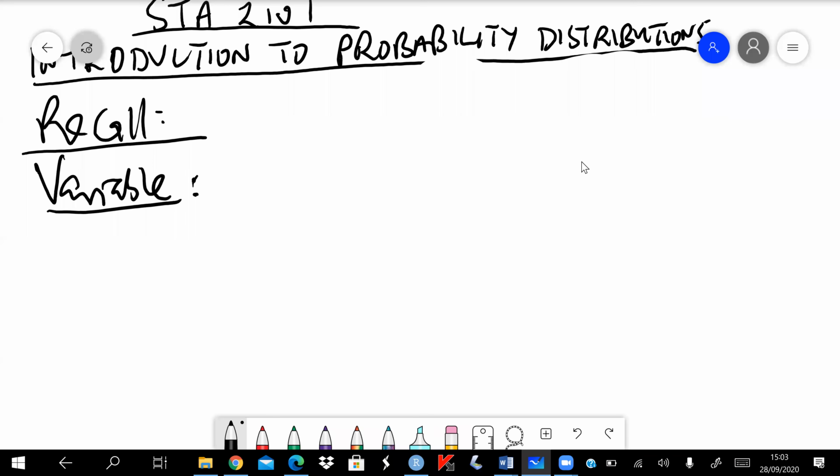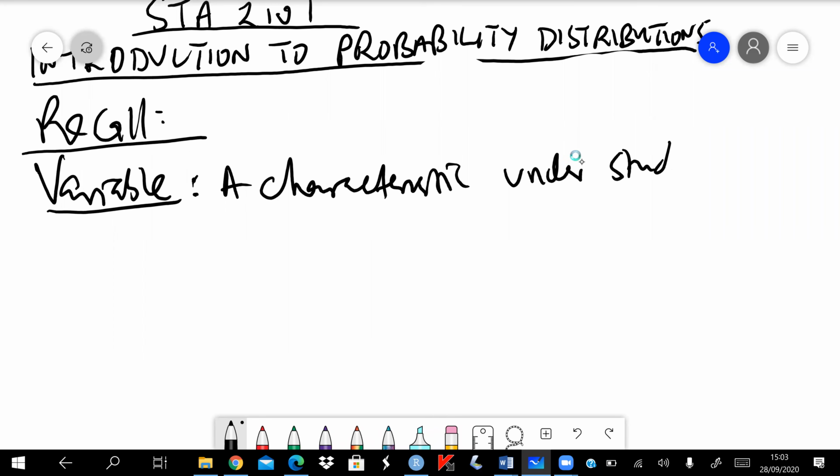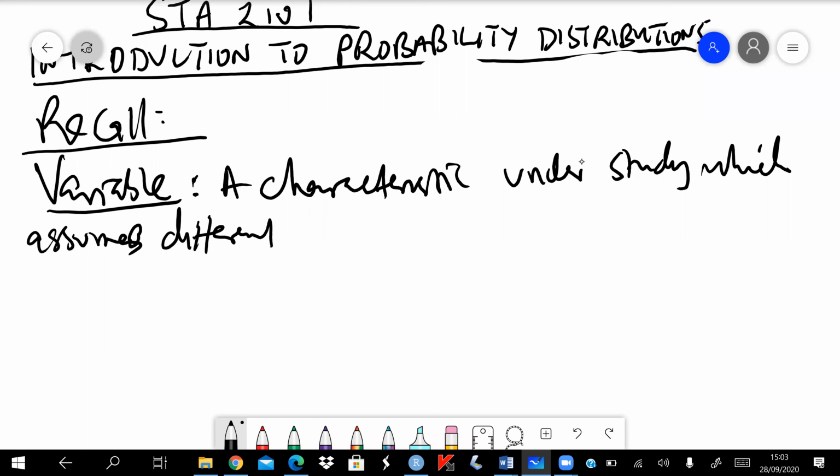So we can simply say that a variable is a characteristic under study which assumes different values, a characteristic under study which assumes different values for different elements.